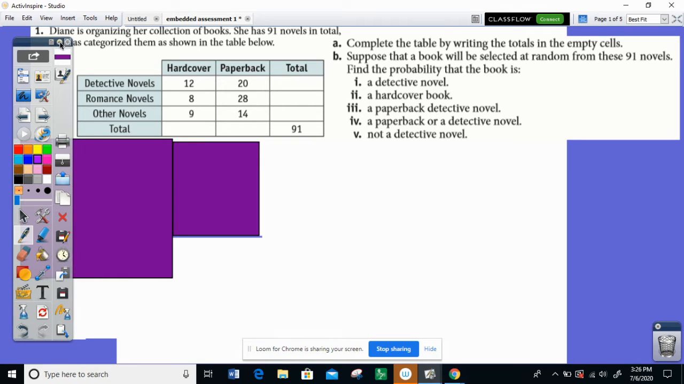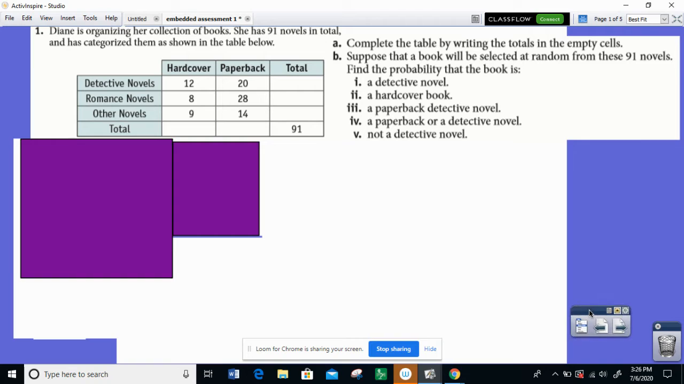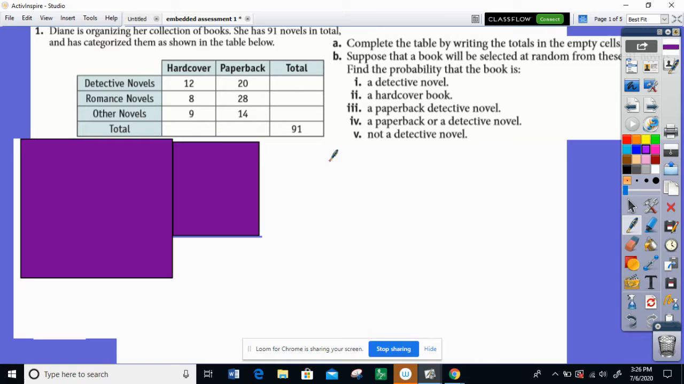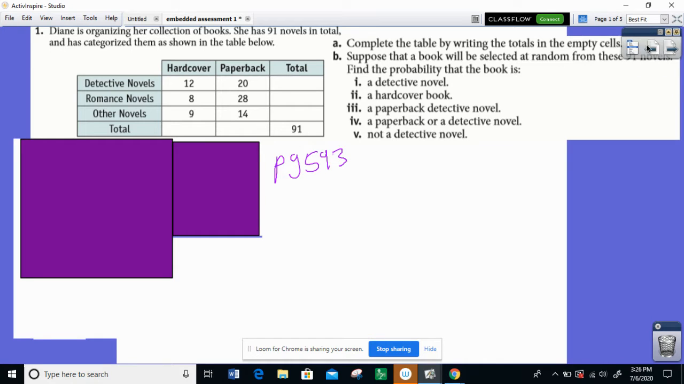Schnitzius, and in this video we're going to do embedded assessment 1 over probability after activity 40. This is on page 593 of your Unit 6 ebook. So let's take a look at the problem here. Again, I would highly recommend that you solve these problems yourself. Pause the video while you're doing that, and then we will go over the answers.